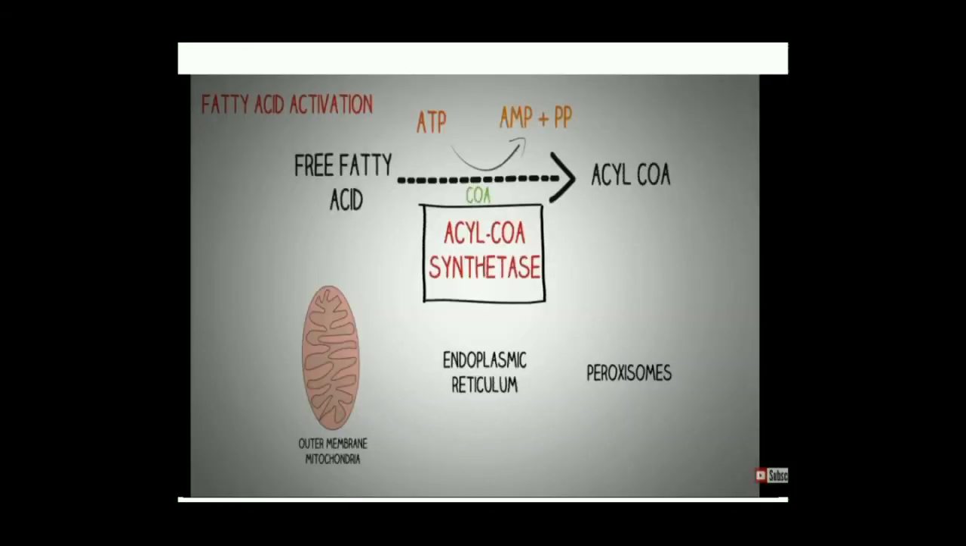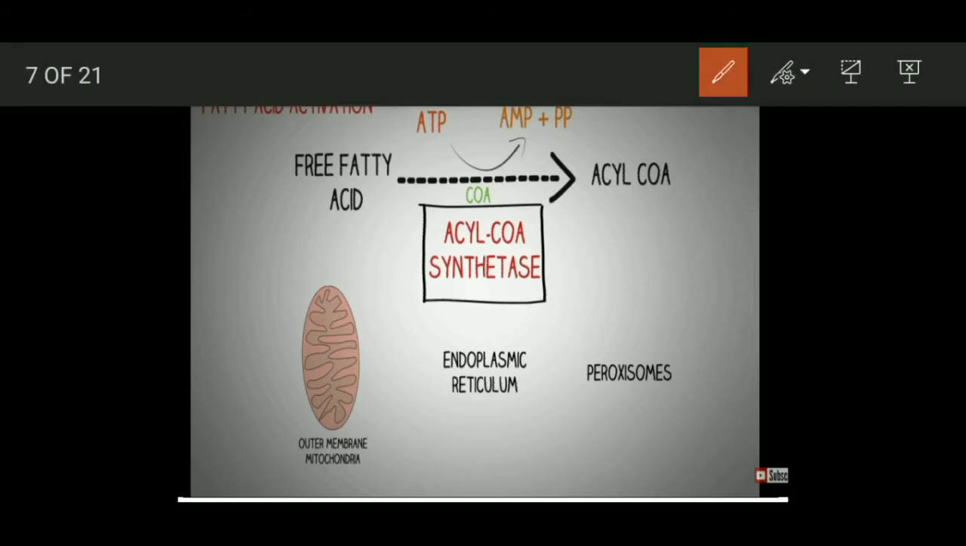Now let's see what the process of fatty acid activation means. Here, as we have already discussed, the free fatty acids must be converted into acyl coenzyme A. For that it needs energy in the form of ATP. Coenzyme A is also needed here, and it is accompanied by the enzyme acyl coenzyme A synthetase. Very important concept here, guys.